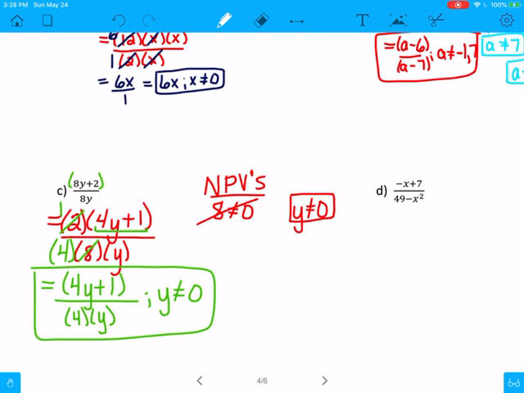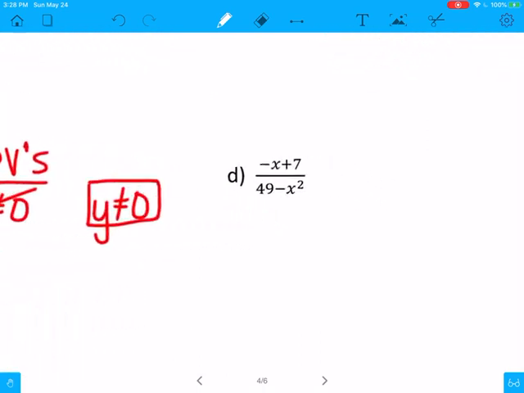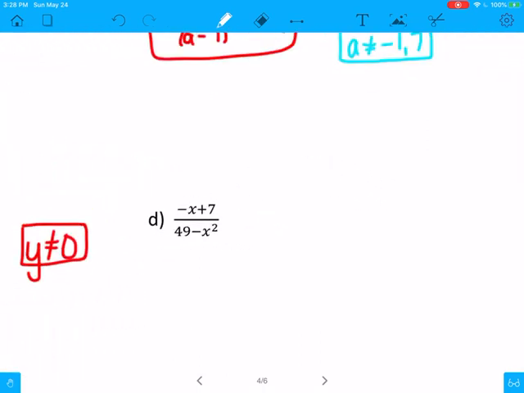Okay, D. For D, I have negative x plus 7, which I'm just going to leave for now because I can't take anything out of it currently. Negative x plus 7, I'm going to put it in brackets because it's attached by a plus sign. The bottom is a difference of squares. We have 49 minus x squared. Square root of 49 is 7. The square root of x squared is x. So I'm going to get 7 minus x, 7 plus x.